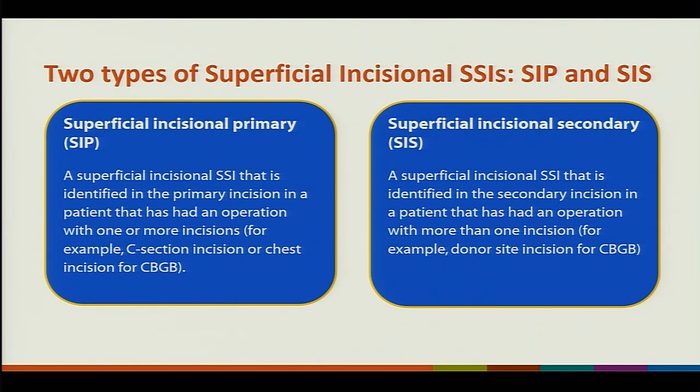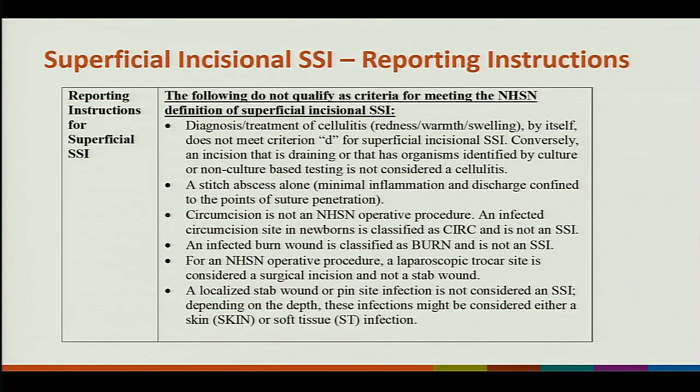There are 7 NHSN operative procedure categories that have a secondary incision site available for SSI attribution. And this is when you would apply superficial incisional secondary. A superficial incisional SSI that is identified in the secondary incision in a patient that has an operation with more than 1 incision. For example, if it was a CBGB procedure, this would be the donor site incision. And if an SSI sets up here, then that would be a superficial incisional secondary SSI event. Now, the appendix at the back of Chapter 9, and I'll show that in a bit, lists every NHSN operative procedure category and which of the procedure categories have secondary incisions. So we have that all figured out for you. You don't have to try to figure that out.